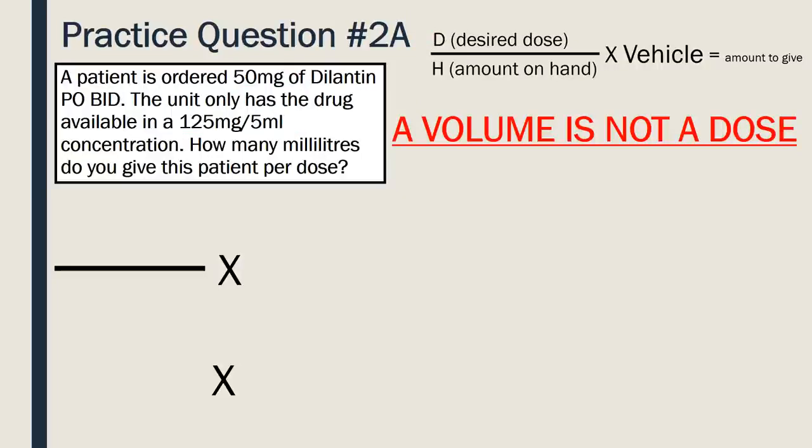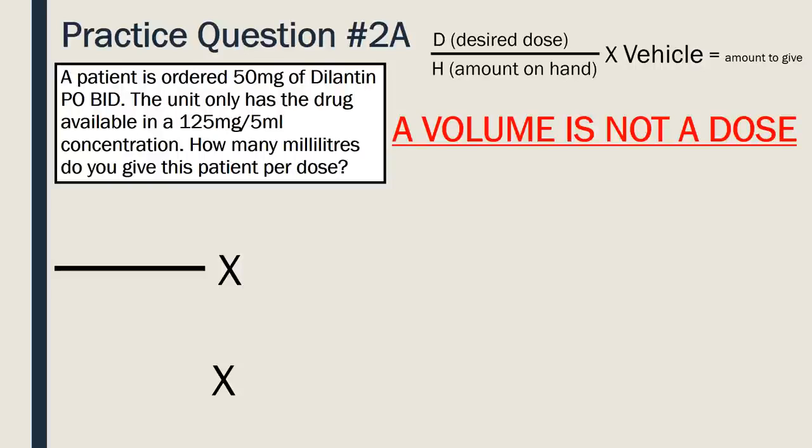So practice question 2A, and these next 2 questions are going to be very similar, but I'm really going to show you something very important. A lot of people get this wrong. So let's run through the question like normal.